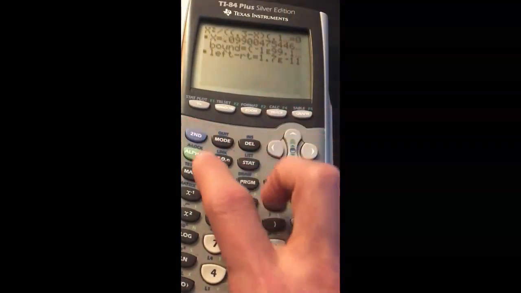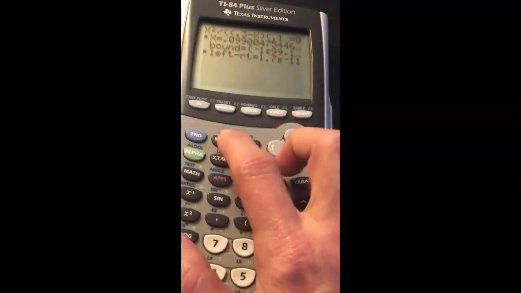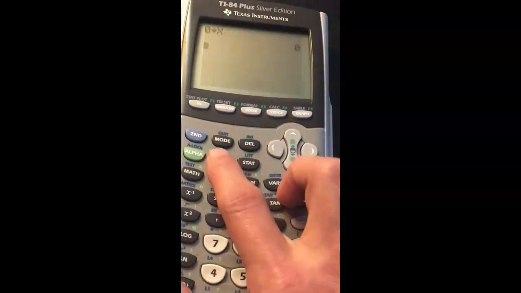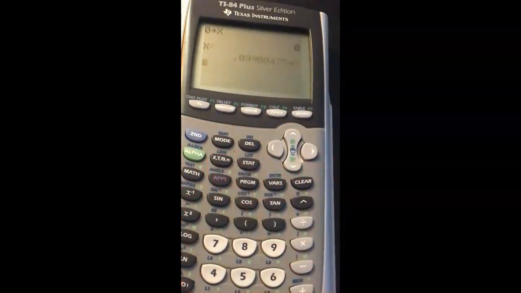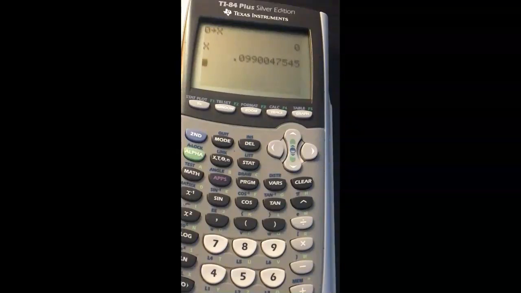I'm going to quit this. I didn't do anything, it just solved it, 0.099. I'm going to hit second and then mode, that's second quit, and I'm just going to hit the X button. Can you see? Now I can see the X. A while ago I told X to be 0, but now X is 0.099. So I've just solved it. So that is what your C and your D is.